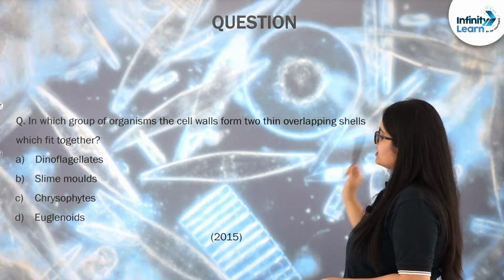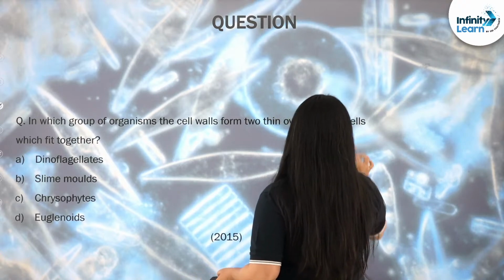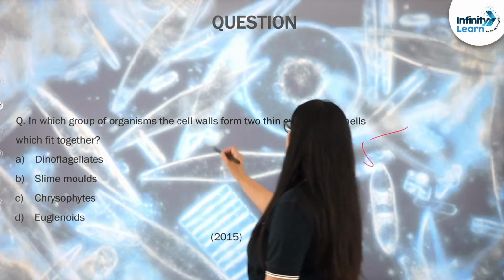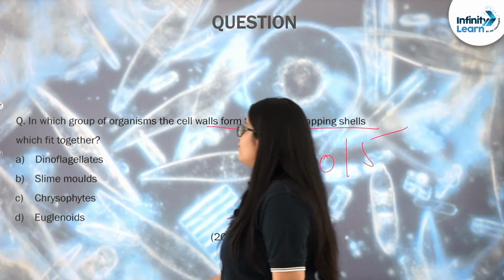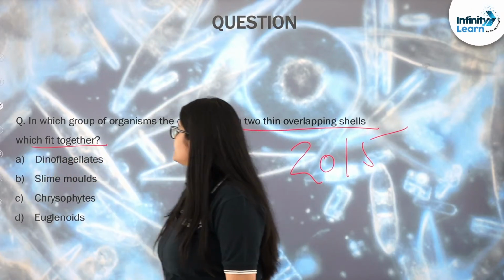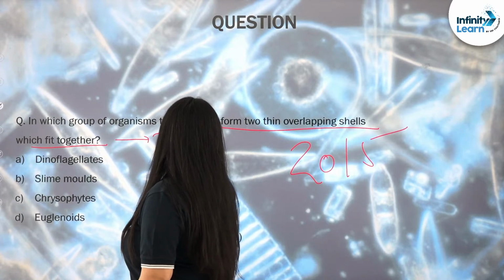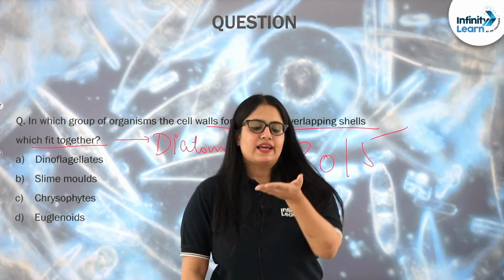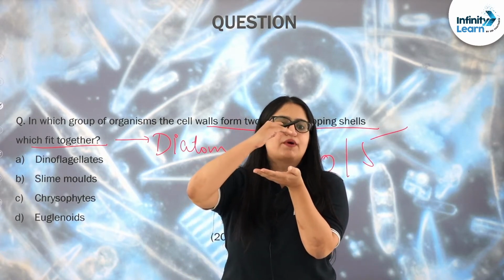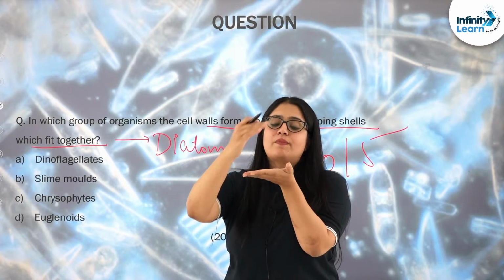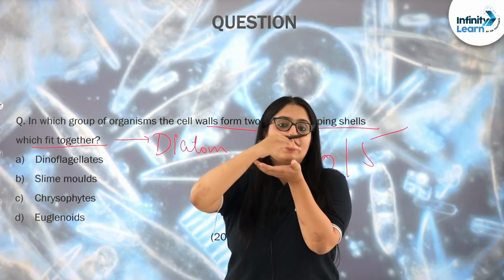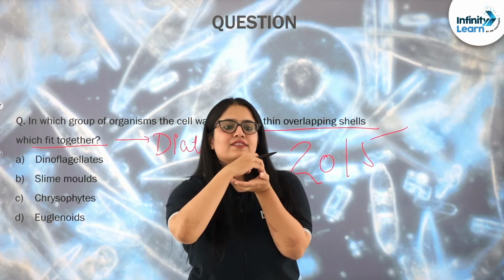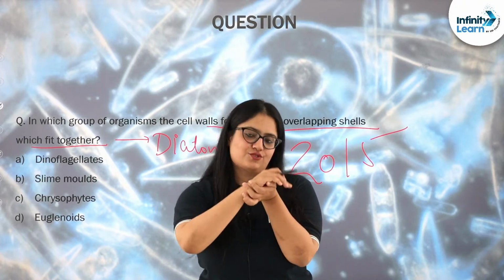Next question. This was asked in NEET 2015, my kids, NEET 2015. In which group of organisms the cell walls form two thin overlapping shells which fit together? So see students, it was done by diatoms. The answer is diatoms. In diatoms, the cell walls fit like a soap box. So this is the lower part and this is the upper part, right? Thank you, Sandhya. Like a soap box, the cell wall of diatoms fit together, right?